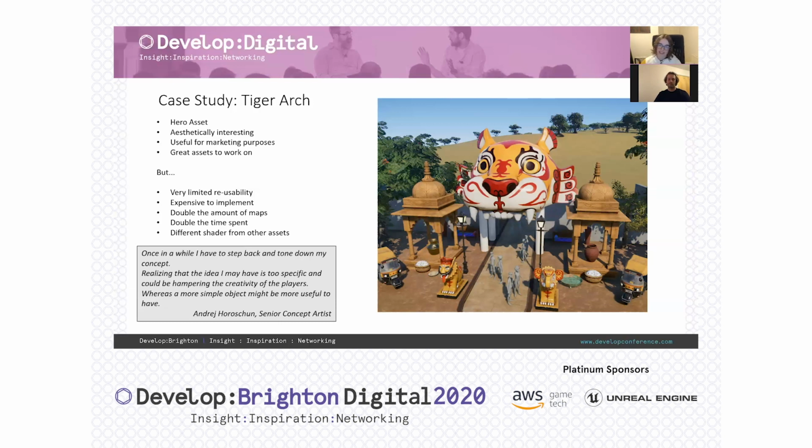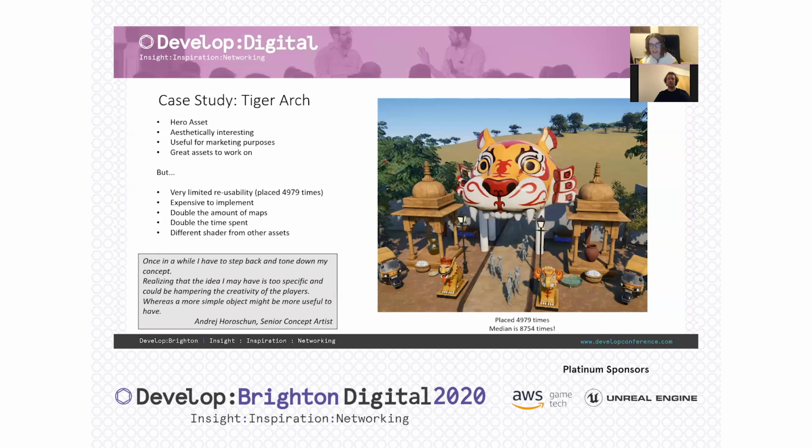So for instance, this Tiger Arch, while it looks really nice, has actually only been placed just under 5,000 times in the game. The median amount of times placed is 8,754, so it's definitely not there. And I think the actual average, which is a bit skewed because we have a lot of assets that get placed repetitively, like water bowls and food bowls, is around 30,000, I believe.